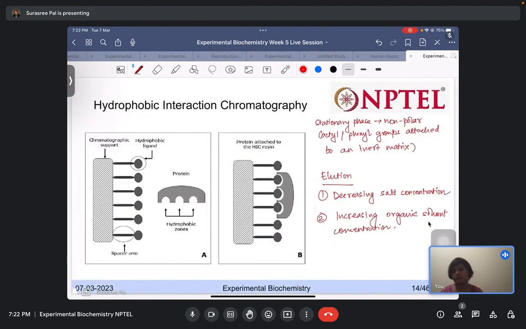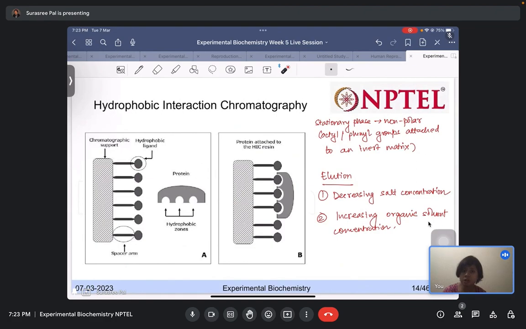Now this is another type of chromatography where the stationary phase is non-polar, or hydrophobic. There are octyl or phenyl groups attached to this inert matrix, because of which this is a hydrophobic matrix. There are hydrophobic ligands attached to the chromatographic support, so proteins with hydrophobic zones can attach to this matrix, this resin.